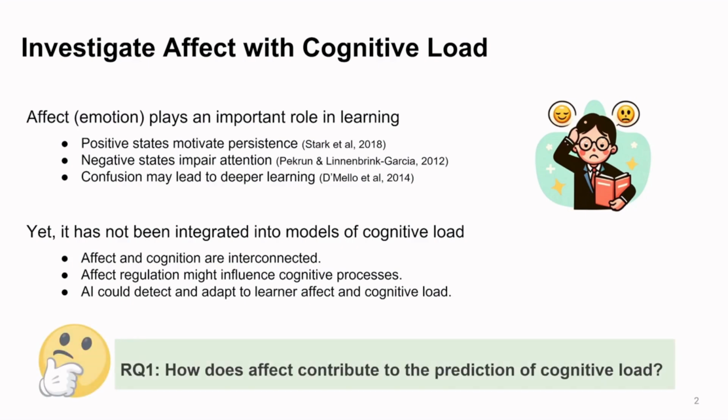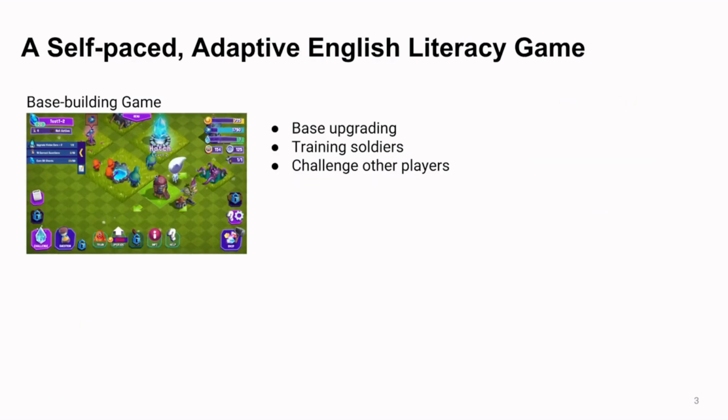It leads us to our first key question: how can affect contribute to the prediction of cognitive load? To answer this question, in this study we conducted a case study where we asked real learners to come to our lab and use a game-based learning system for English literacy.